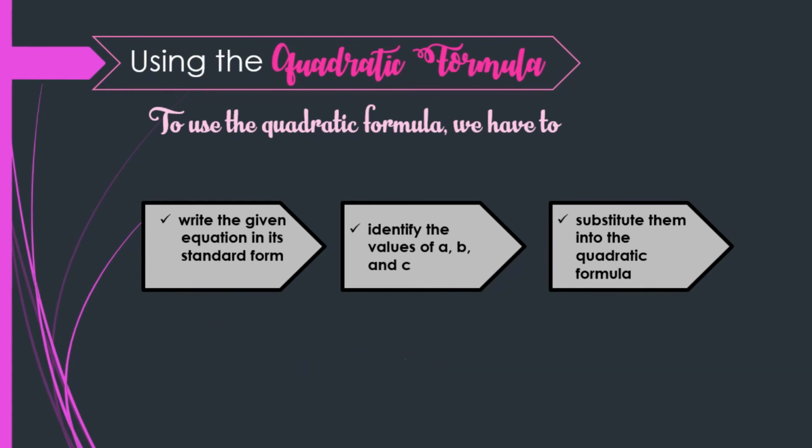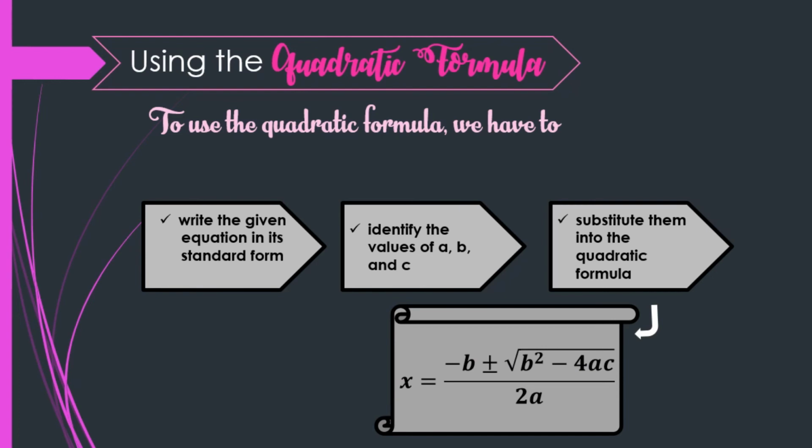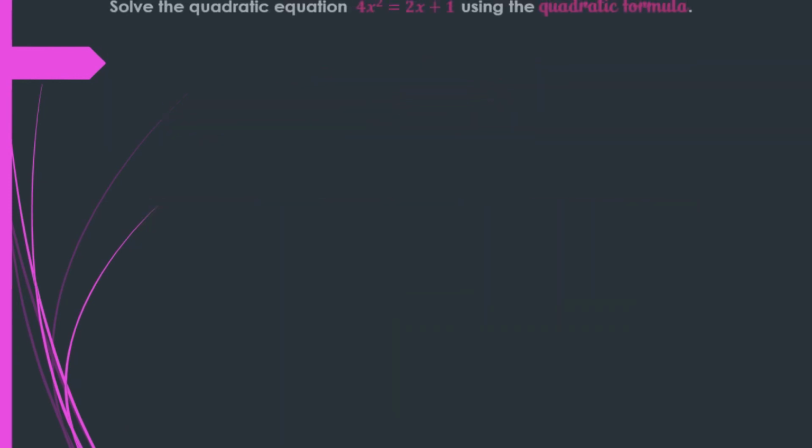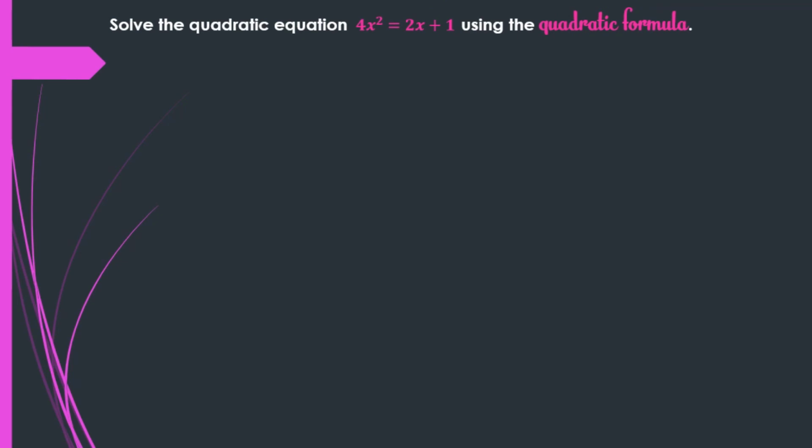But what is the quadratic formula? The quadratic formula is x is equal to negative b plus or minus the square root of b squared minus 4ac, over 2a. Take note that for real solutions, we assume that b squared minus 4ac is greater than or equal to 0. That expression b squared minus 4ac is also called the discriminant. Let's now have an example. Solve the quadratic equation 4x squared is equal to 2x plus 1 using the quadratic formula.